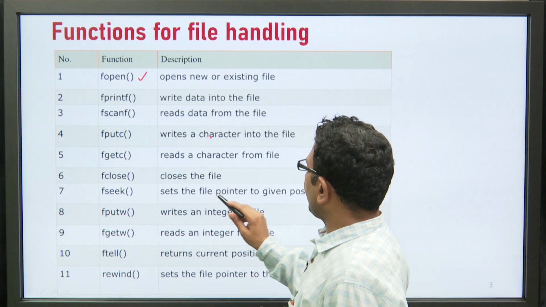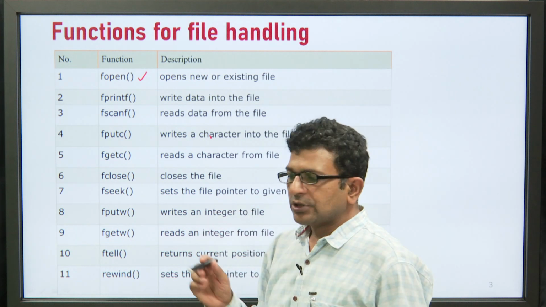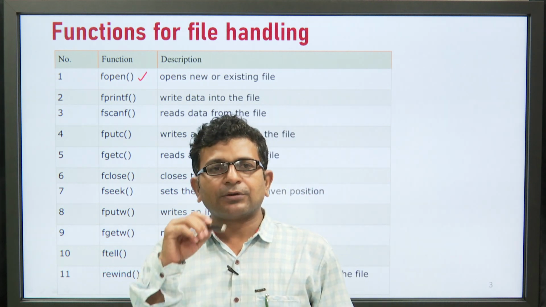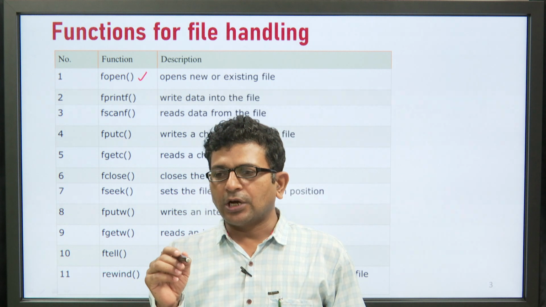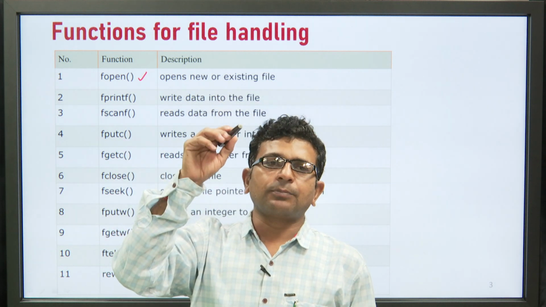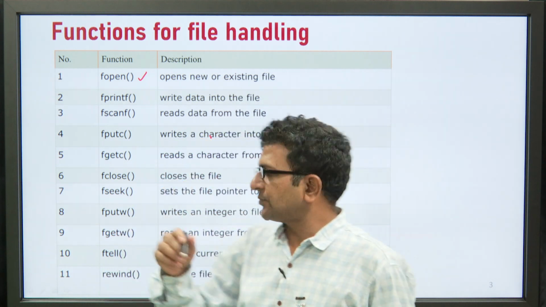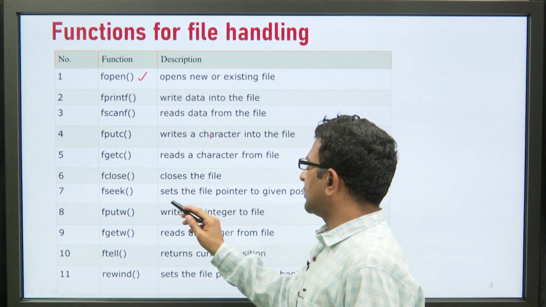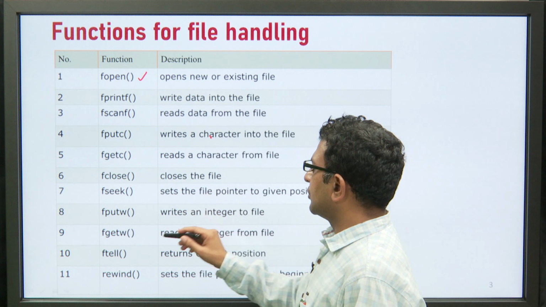So, it sets the file pointer to the given position. Suppose we are working on a particular file, we are at a position. Now, there is a need to move to a particular point of the file. So, in that case we will use the fseek function. It sets the file pointer to the given position.